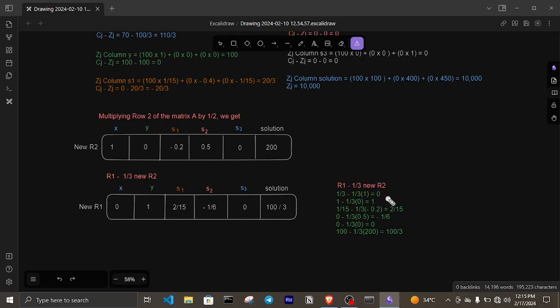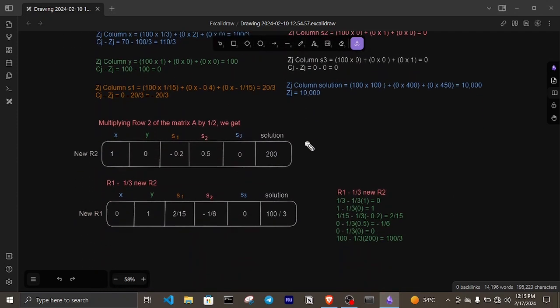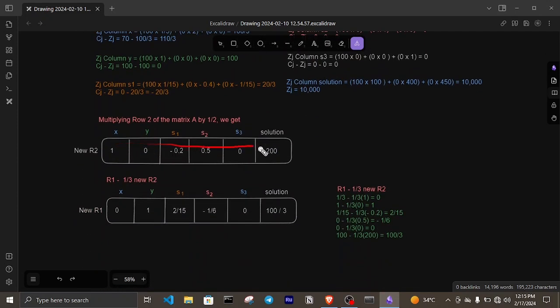So I have all the values for R1, that is our row 1: 1 on 3, 1, 1 on 5, 0, 0, 100. Minus, now we have 1 on 3, and then the new row 2. The new row 2 is the one on top here, so we have 1, 0, negative 0.2, 0.5, 0, and then 200. I do the computations, and I have the values 0, 1, 2 on 15, negative 1 on 5, 0, and so on. So this is our new row 1 and new row 2.